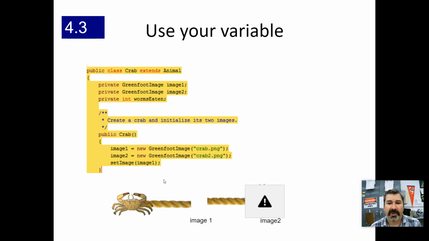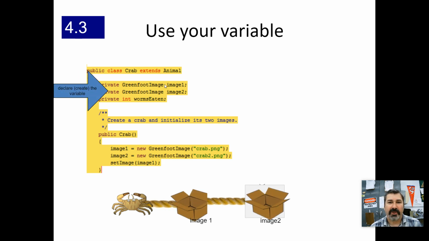Here's basically how it works. We say private Greenfoot image1, and our box is created. Our second box is created. It's our instance variable name, image1 and image2. So we've declared the instance variable or field. And then when we get down here, we're assigning something to it. We're saying, hey, create a brand new Greenfoot image object, and stick a reference to it in the box.